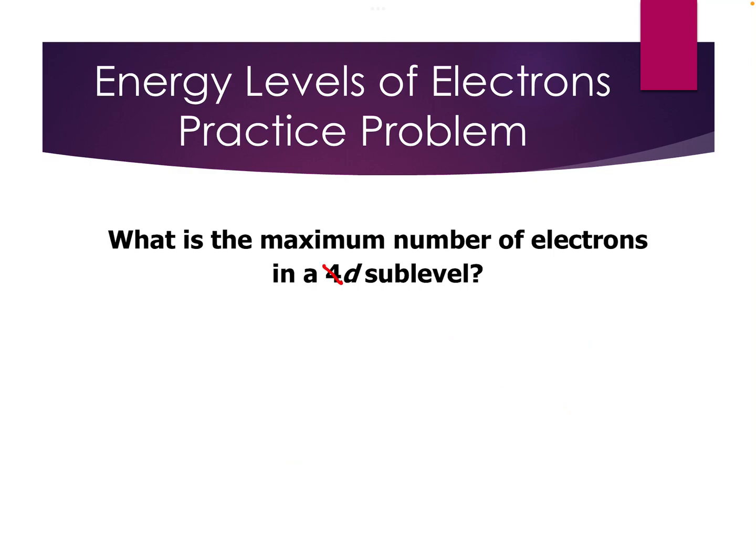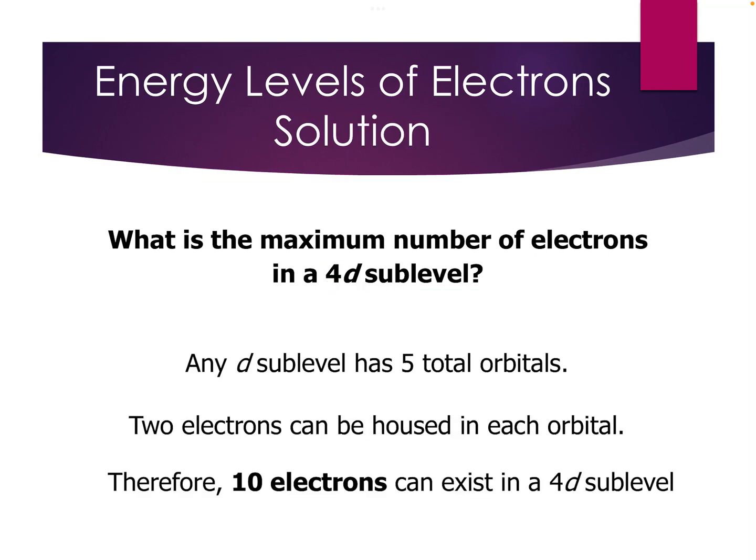We actually don't care that it's a 4D, okay? The fact that it's a 4 in the front is only telling us that it's pretty far away from the nucleus. Remember, as that number in the front gets bigger and bigger, that's telling us those d orbitals are farther and farther from the nucleus. But it doesn't change their shape or how many electrons it can hold. So the thing we really care about is that this is a d sublevel. Nobody cares that it's 4. We care that it's a d sublevel.